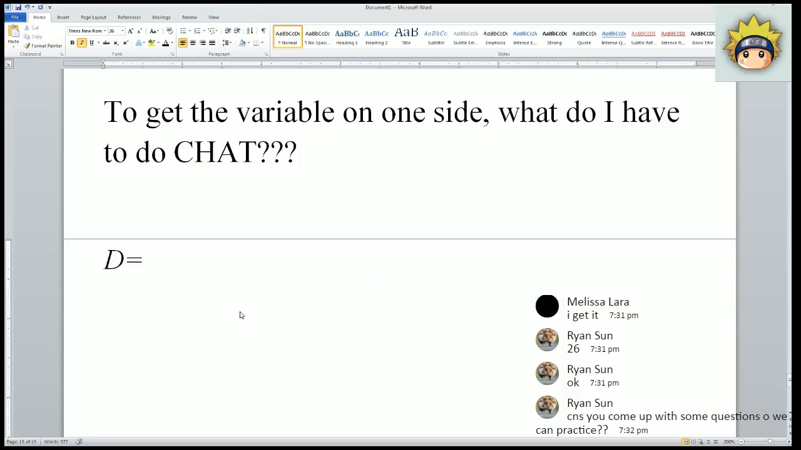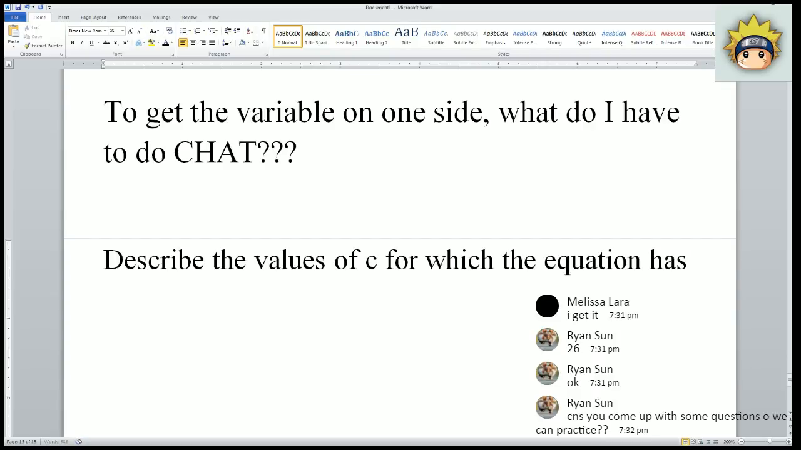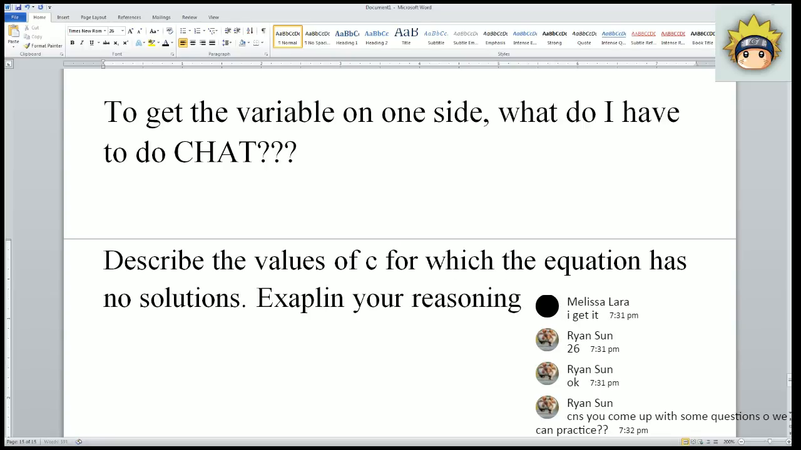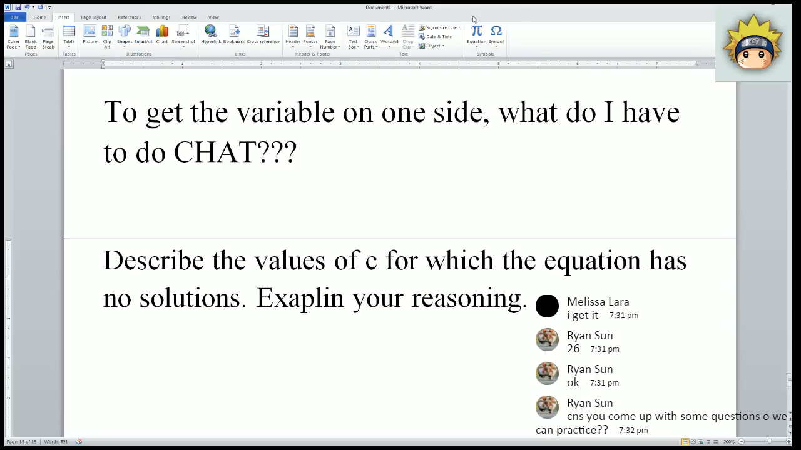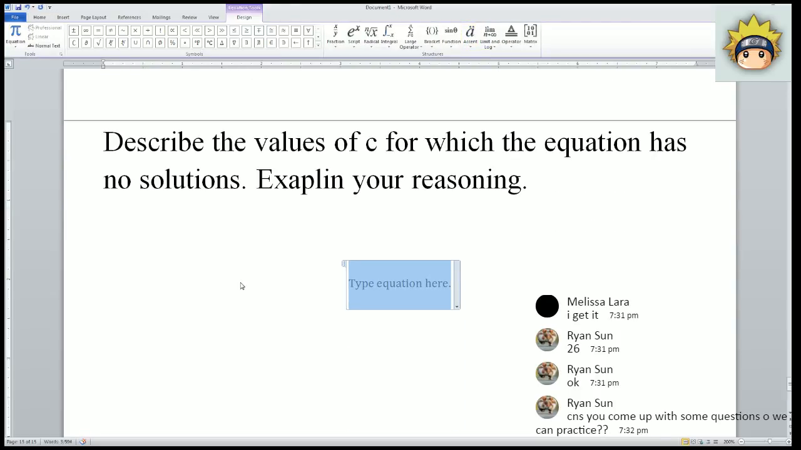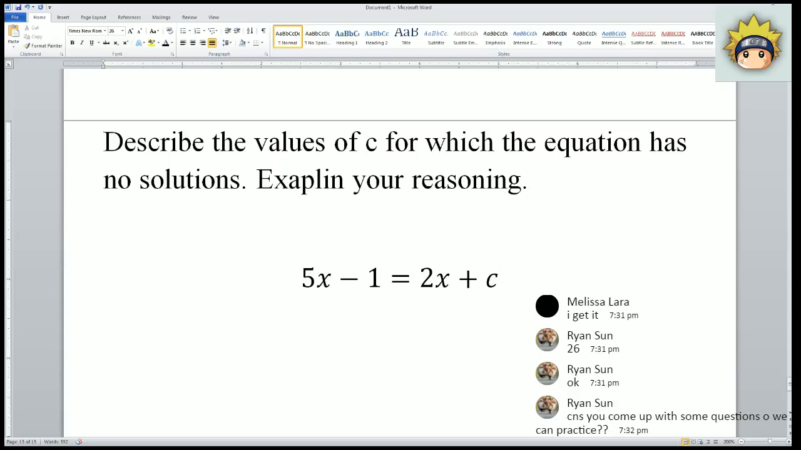So the question is to describe the value of C for which the equation has no solution, and explain your reasoning. Okay, good. Here's the question. Let me insert it. That one can be 5x minus 1 equal to 2x plus c. There you go. That is what I'm gonna ask chat. Let's see if chat can come up with something.